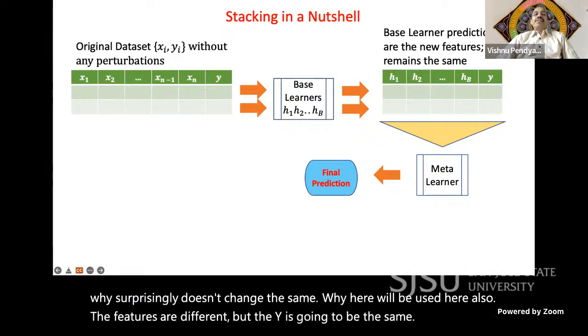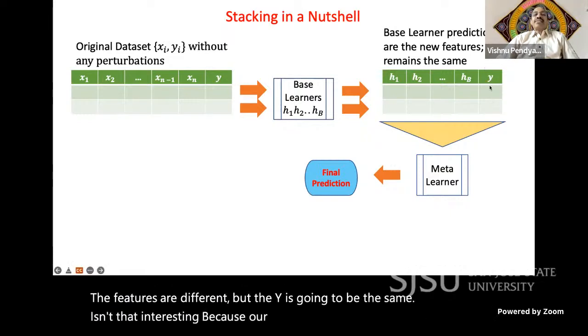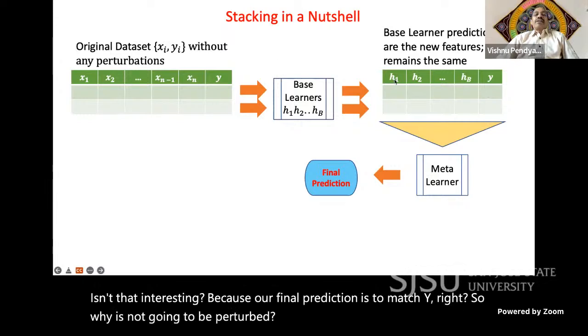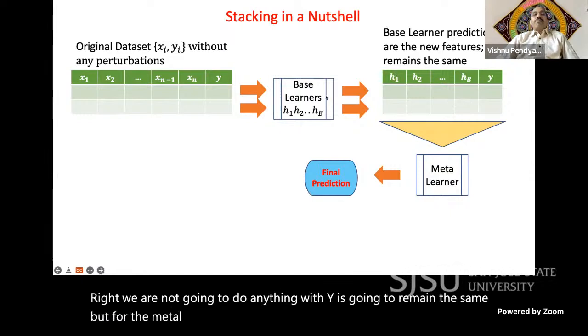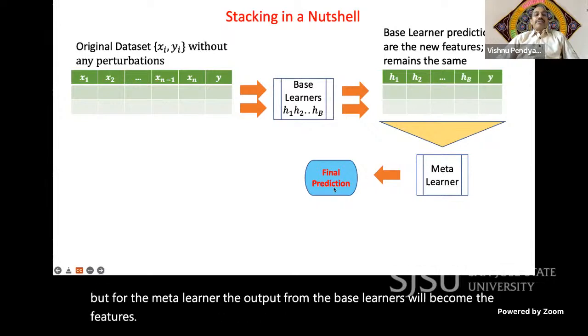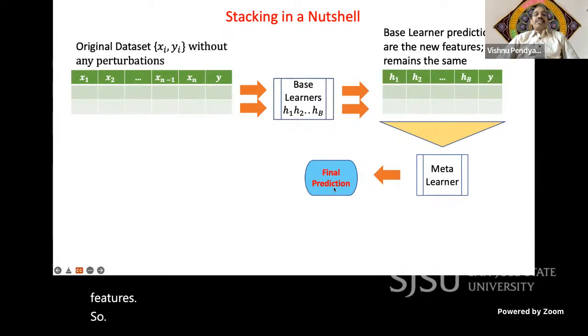Isn't that interesting? Because our final prediction has to match Y, right? So Y is not going to be perturbed. We are not going to do anything with Y. Y is going to remain the same. But for the meta learner, the outputs from the base learners will become the features. So the final prediction is given by the meta learner.